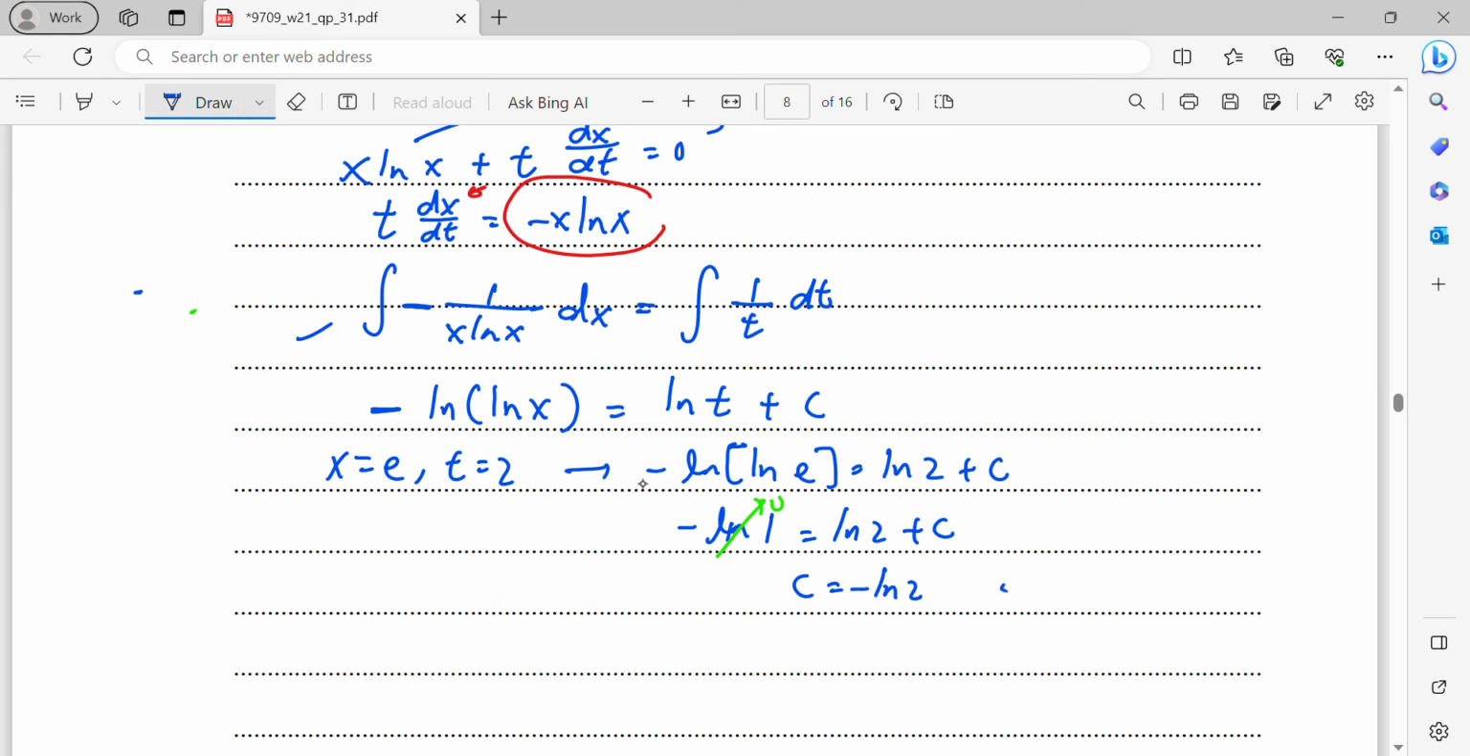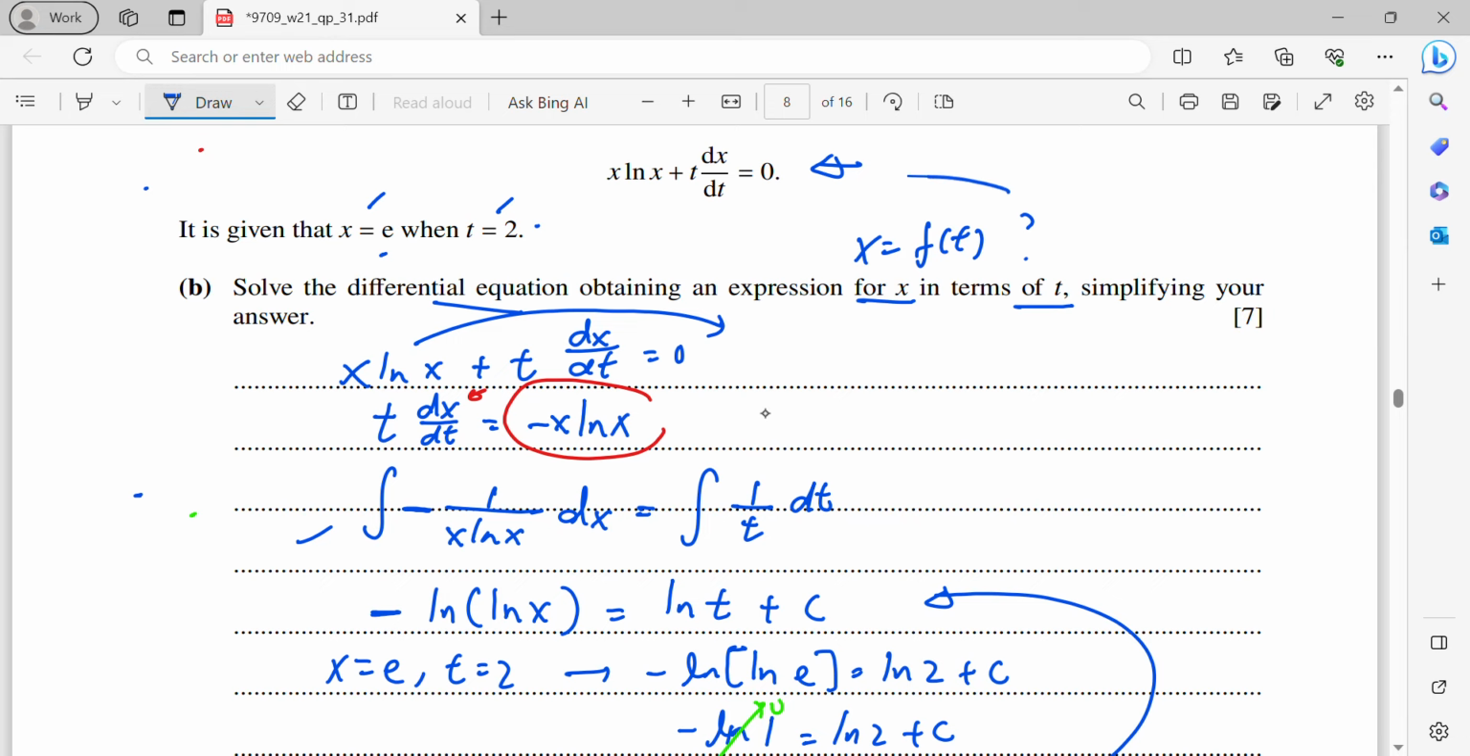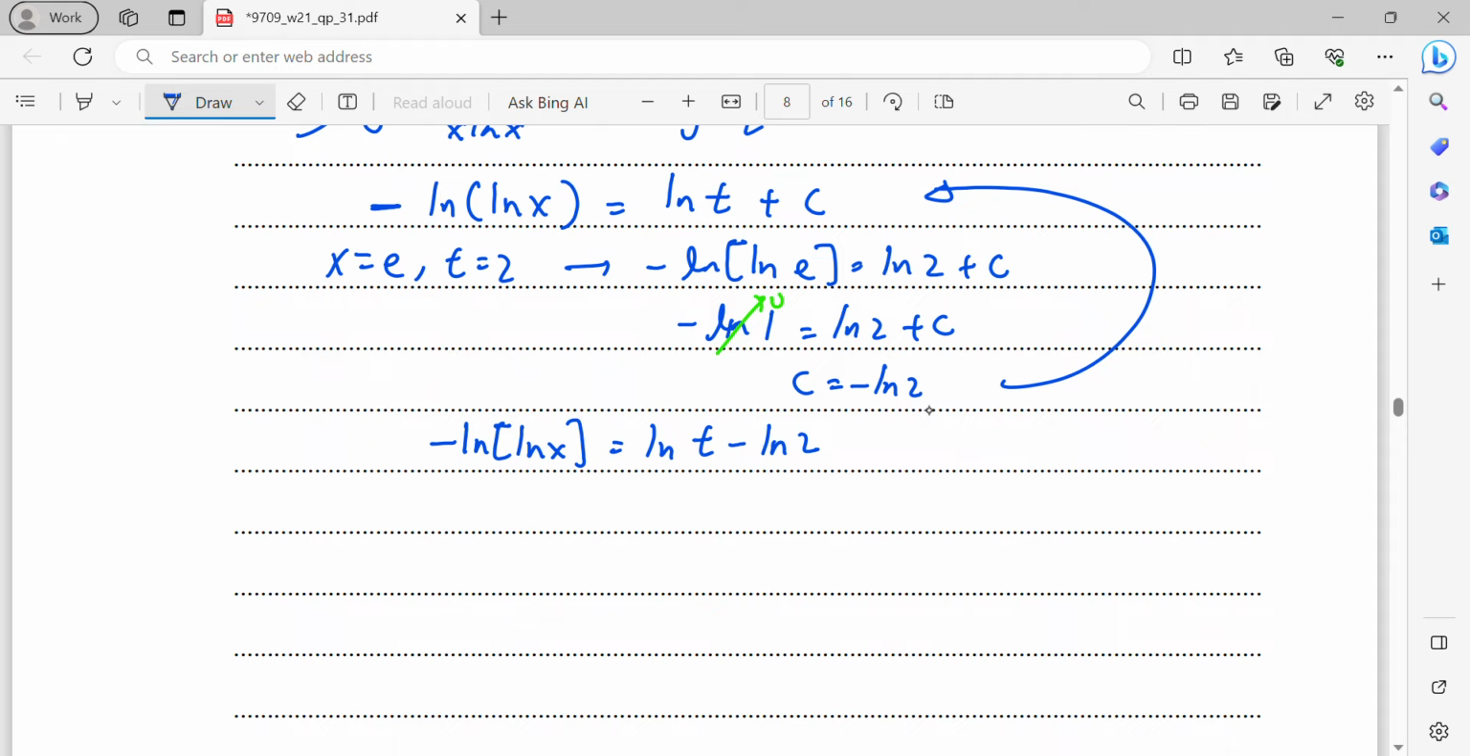So once you get this, substitute back into this expression. So I will get negative ln of ln x equals ln t minus ln 2. Now when you look at the question, you need to find x in terms of t, right? That means x is the subject. So my first term on the left side has a negative, so I multiply the whole equation by negative 1. I will get ln of ln x equals ln 2 minus ln t.